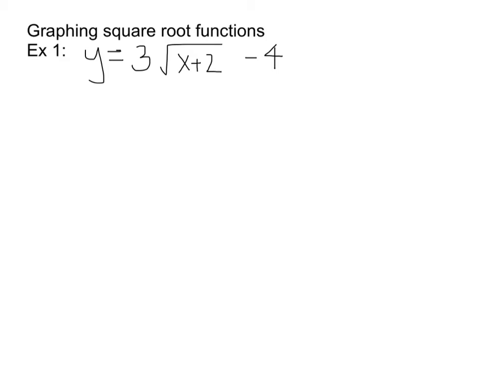Now let's practice graphing it with the translation. So we have y equals 3 times the square root of x plus 2 minus 4. Okay, so 3 is your vertical stretch. The plus 2 is going to move your graph to the left 2. And the minus 4 is going to move your graph down 4.